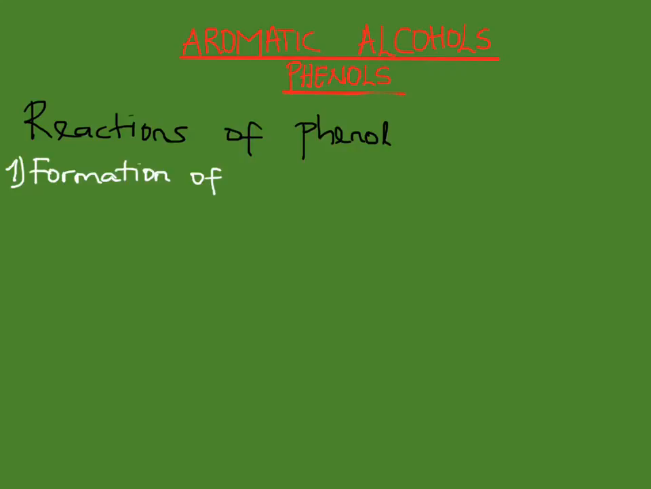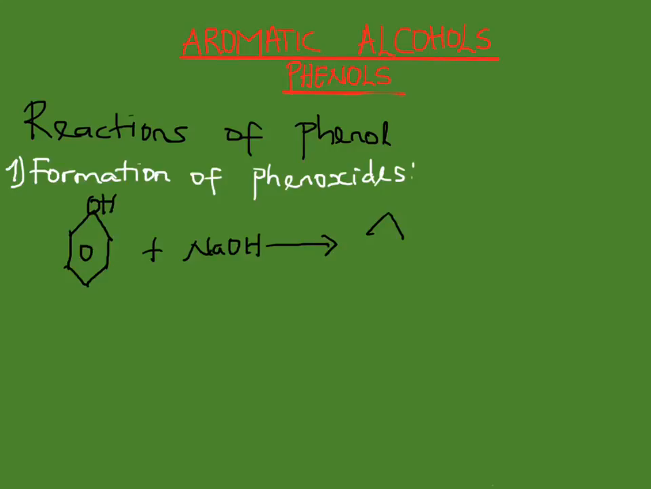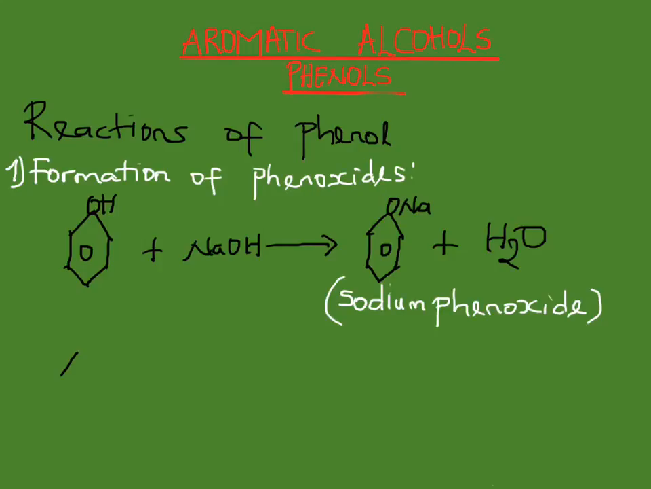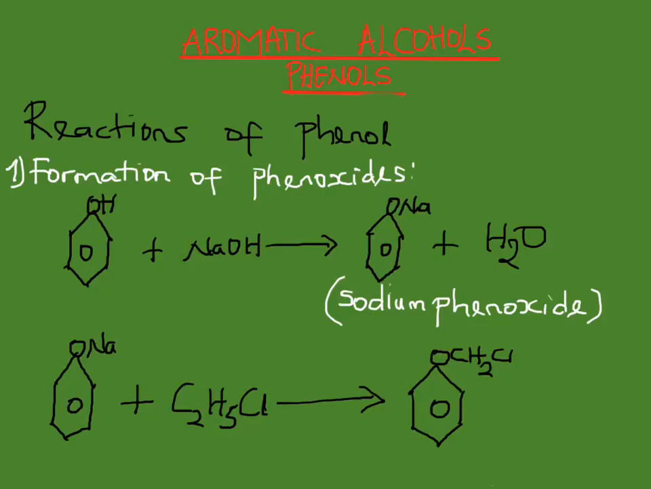Phenol undergoes three types of reactions. The first is formation of the phenoxide ion. As an acid, phenol reacts with reactive metals and bases to form phenoxides. For example, we have phenol reacting with sodium hydroxide to form sodium phenoxide and water. Sodium phenoxide reacting with chloroethane gives ethoxybenzene.